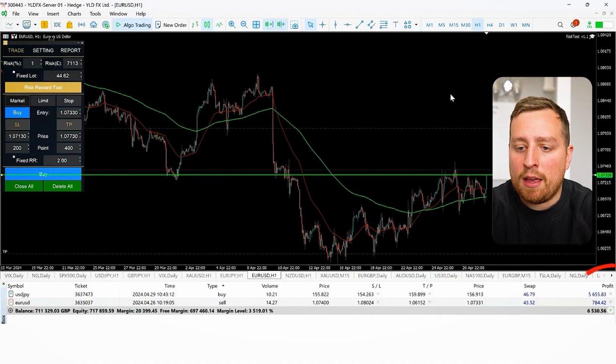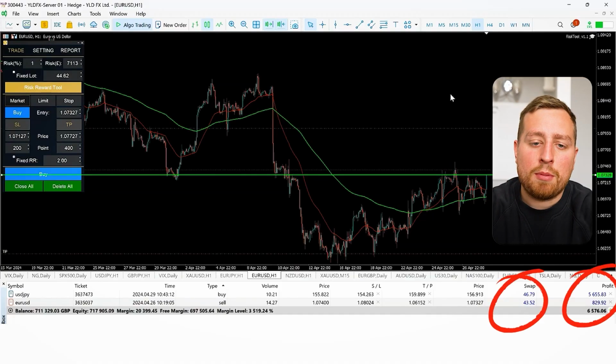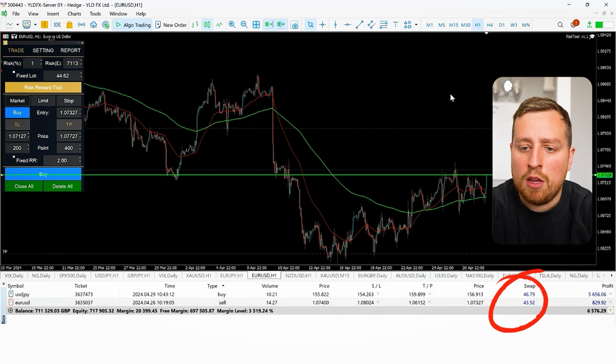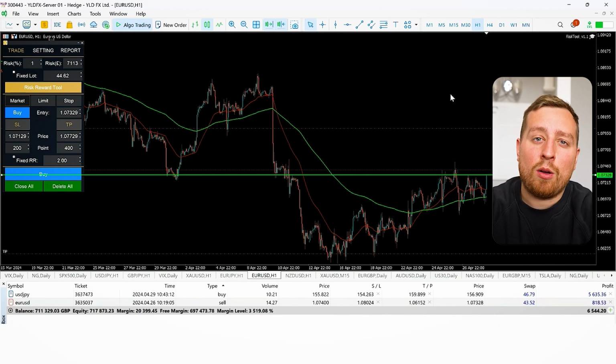So I'm going to hold this no matter what, stop loss or take profit. I'll keep you updated and let you know how it pans out. But you can see the P&L, you can see the positive swaps that I'm getting for both trades in my direction, and overall I'm happy with how the trades look.